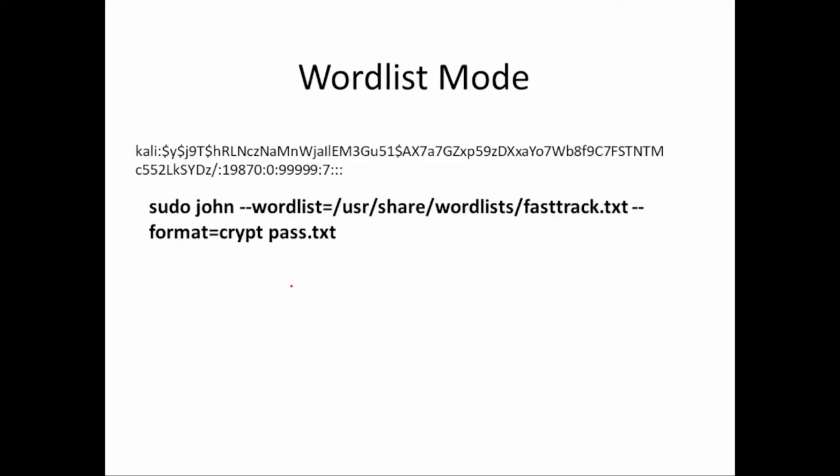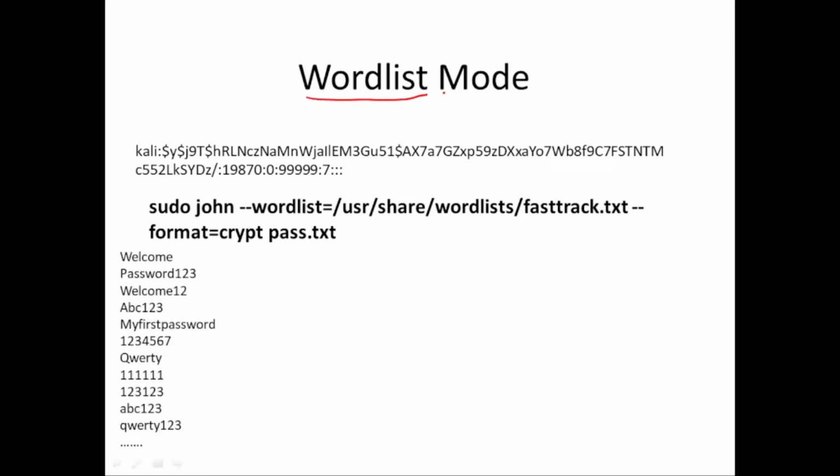The next mode supported by John the Ripper is wordlist mode. What is a word list? It's nothing but a file containing commonly used passwords like this. You can use any word list of your choice, and in Kali Linux, we have all the word lists present in this specific directory. I'm using this specific word list, fasttrack.txt, which contains commonly used passwords like this. And we are specifying that we'll be using wordlist mode by giving the keyword wordlist.